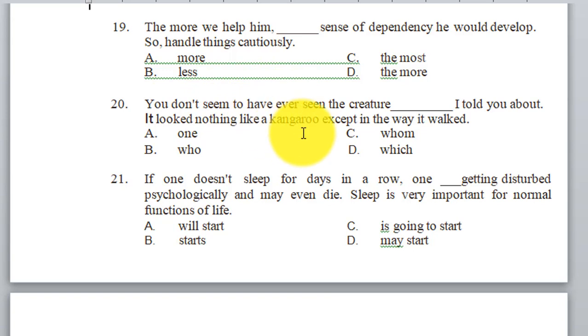The next question: you don't seem to have ever seen the creature, a kind of living things, actually about it looked nothing like a kangaroo except in the way it worked. So these are relative pronouns here: who, whom, and which. What is the correct relative pronoun? When do we use who?